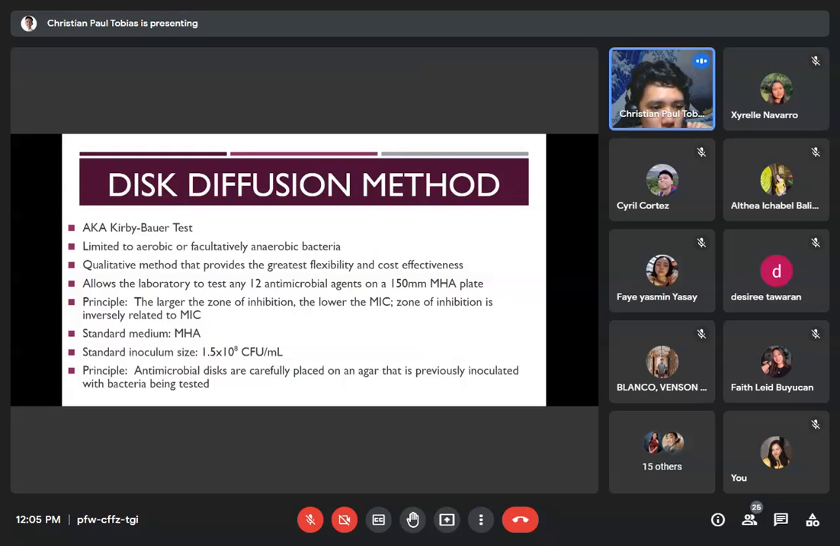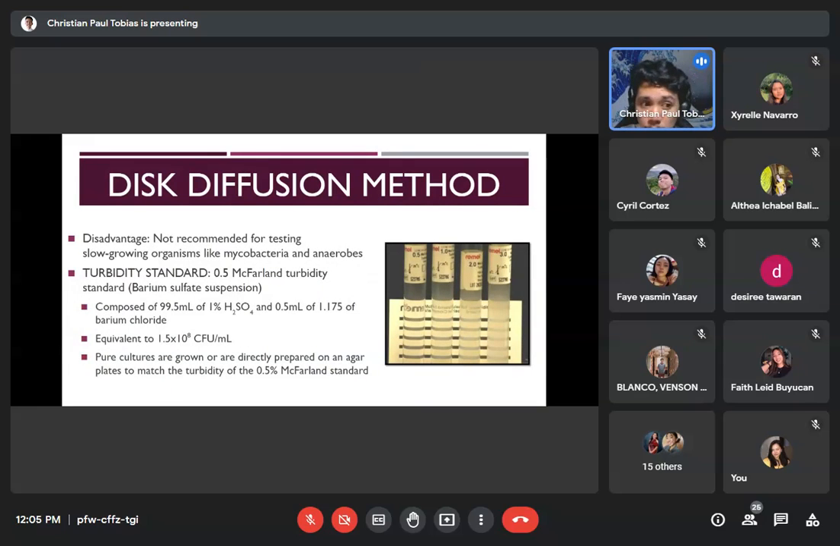So, dalawang principle. Antimicrobial discs are carefully placed on an agar that's previously inoculated with the bacteria being tested. Alam nyo naman na kung paano i-streak ang MHA, di ba? I think we've tackled about this in culture and culture medias. The disadvantage, not recommended for testing slow-growing organisms like mycobacteria and anaerobes. Baka nag-diffuse na lahat ng antibiotic nyo, hindi pa rin nag-grow yung mycobacteria or yung mga slow growers natin.